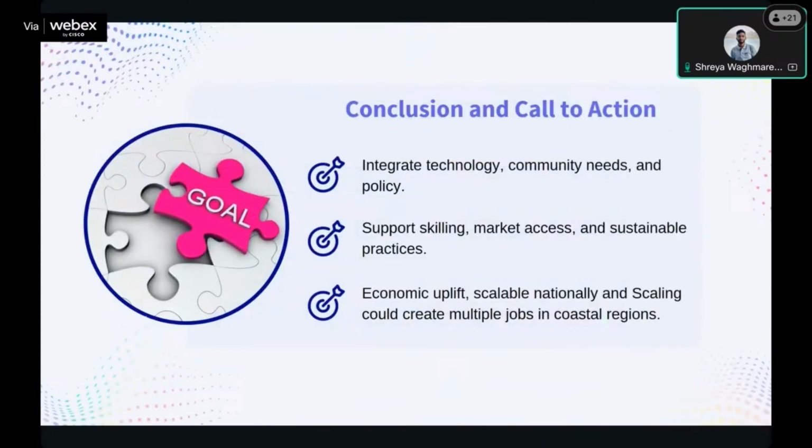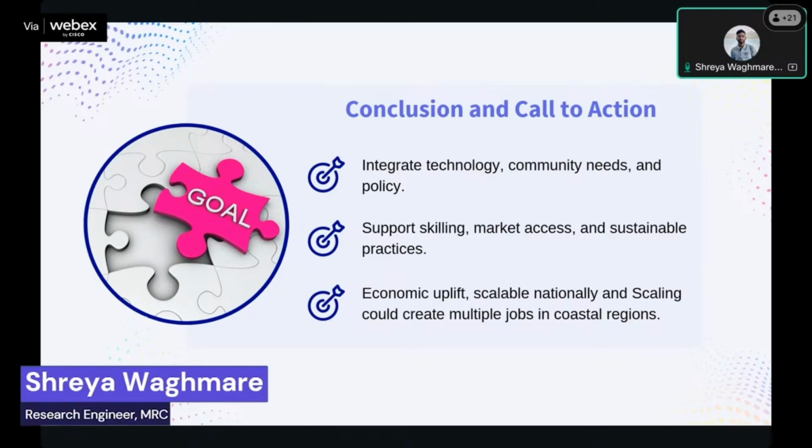So what's the path forward? We weave together technology, the community voice, and the traditional knowledge, investing in skills, digital transformation, and completely rooting it all in sustainability. The stakes are high, but so is the reward for them. One local from Veraval told me, give us a fair shot and we'll show what we can do. I think UDA is that shot, and let's seize it together.